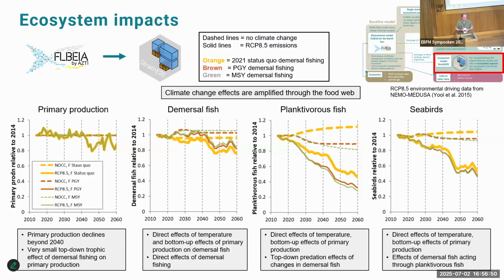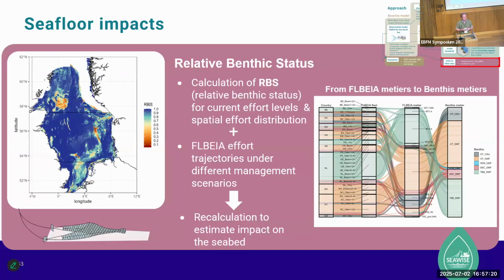If we look at the climate change effect, then we see here a real bottom-up effect cascading through the whole ecosystem, from primary production to seabirds. And of course, this can be quite different to the other models that are more focusing on top-down processes. So maybe with these models, we are even too optimistic compared to what the ecosystem model predicts.